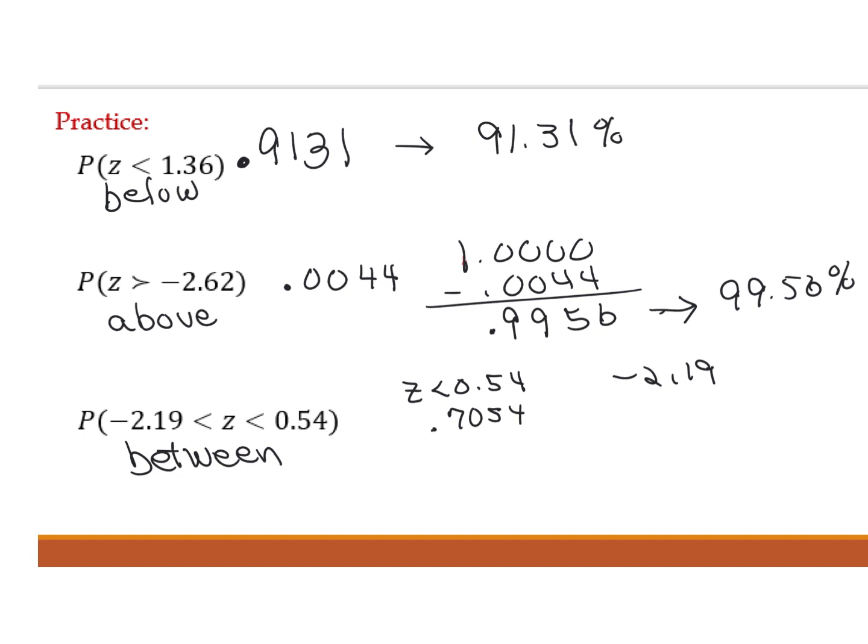Okay, I have negative 2.19, and I'm going to read from my table negative 2.19, and when I do that, I find that I have a decimal of 0.143.